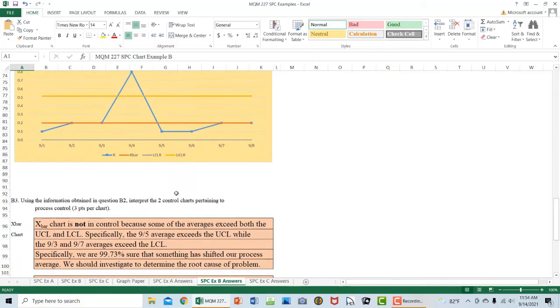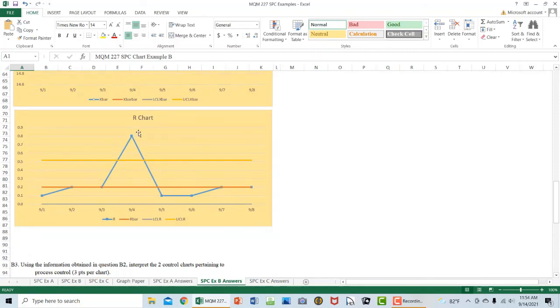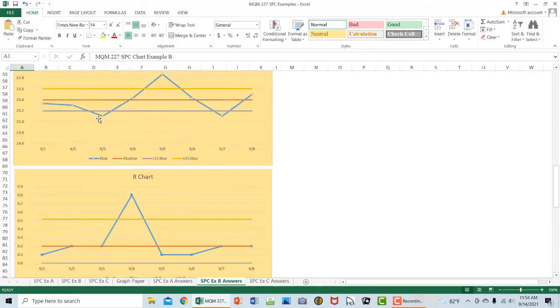So we have to look at problems with why is variability an issue here, and why is the center of our process, why is it shifting in the manners that make it unpredictable? Because we're saying if it's below here we're 99.73% sure something has changed, we should investigate. If it's above here we're 99.73% sure, and so on.